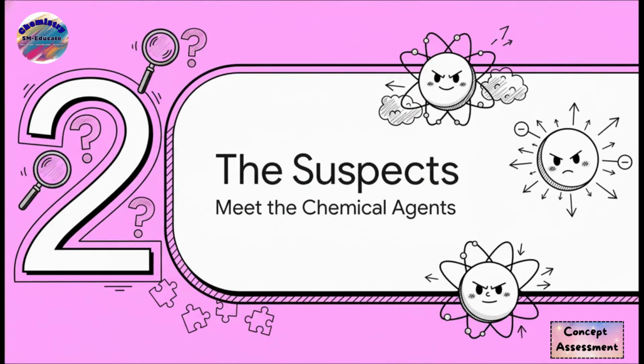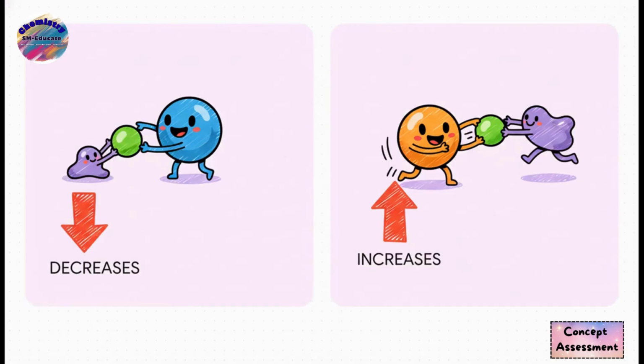Okay, so now that we have our clue-finding tool, the oxidation number, let's get a clear profile on our two main suspects, the oxidizing agent and the reducing agent. You've got to understand their motives if you're going to solve the puzzle. Now here's the key to their identities, right here. The oxidizing agent, think of it as an electron thief. It literally steals electrons from another substance, and that causes the other substance to be oxidized. Because it's gaining those negative electrons, its own oxidation number goes down.